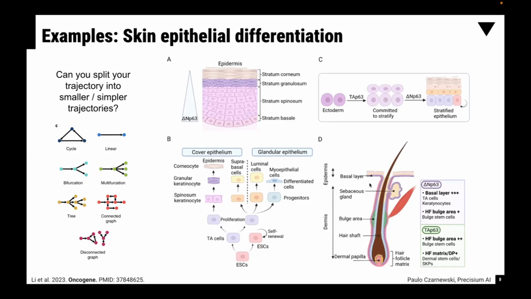But then if you have a skin that has, for example, hair follicles, glands, and other types of tissues, this becomes a little bit more complex. So then you probably will need to choose a trajectory method that allows you to do that, such as trees or connected graphs.